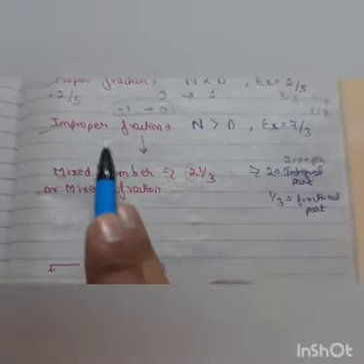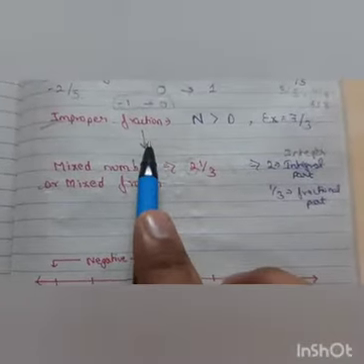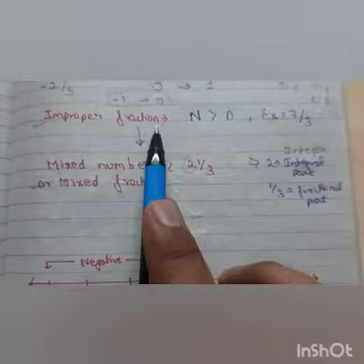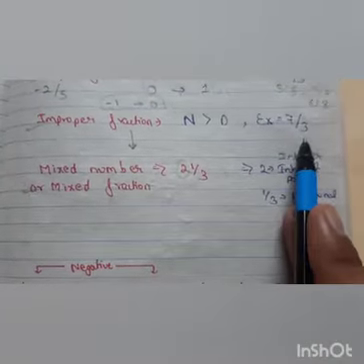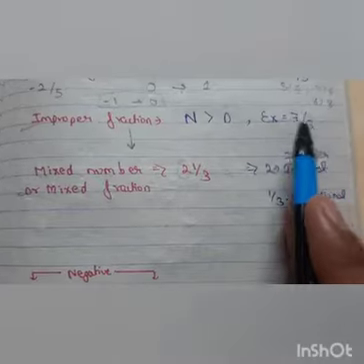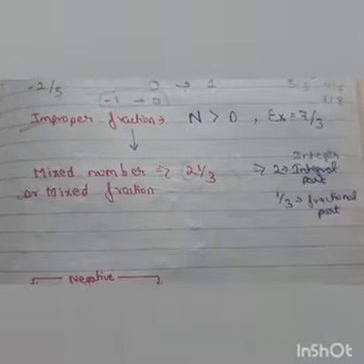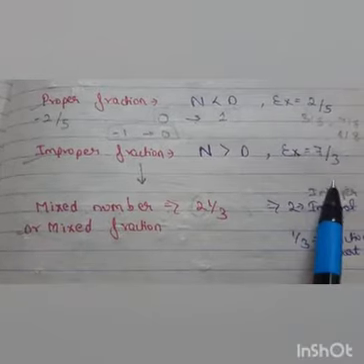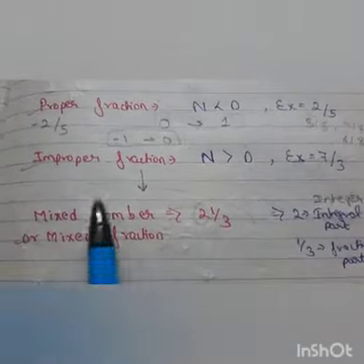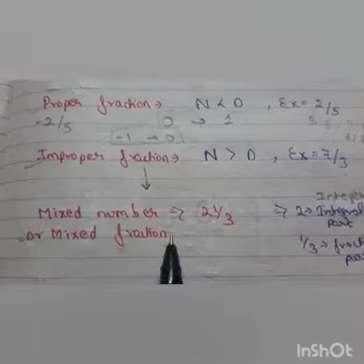Now comes your improper fraction. Now what are improper fractions? Improper fractions are those fractions where the value of the numerator is always greater than the denominator. Now in this case, for representing an improper fraction on a number line, you always need to convert it into a mixed fraction.